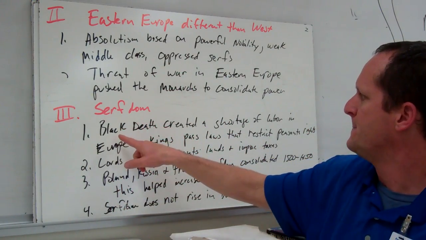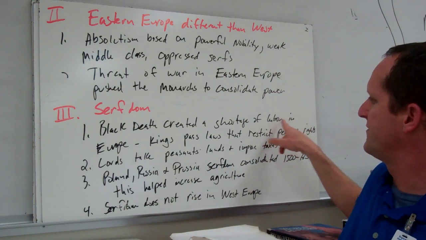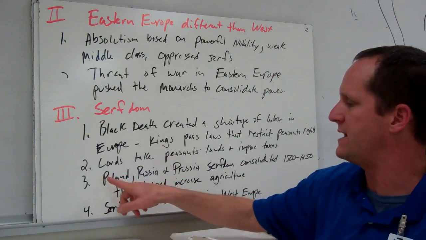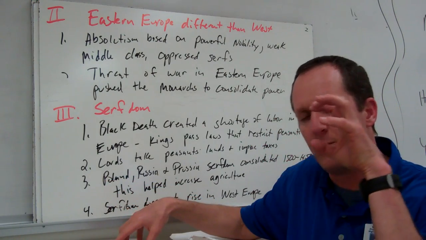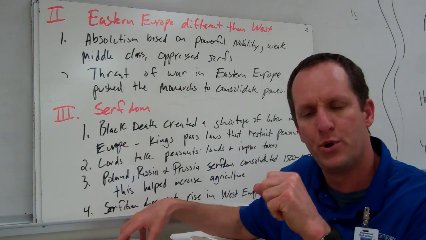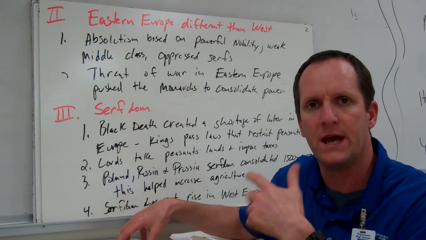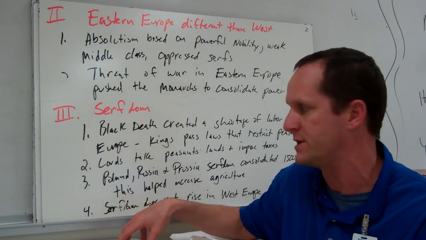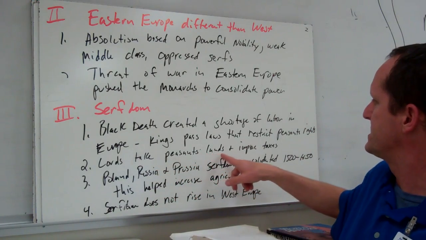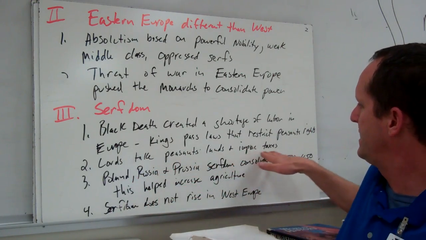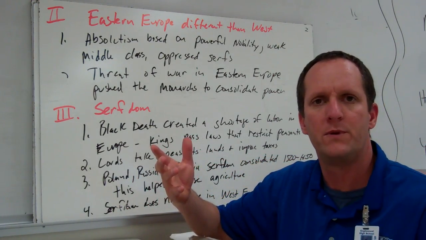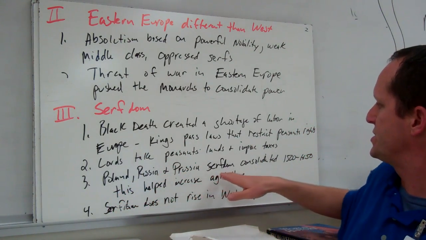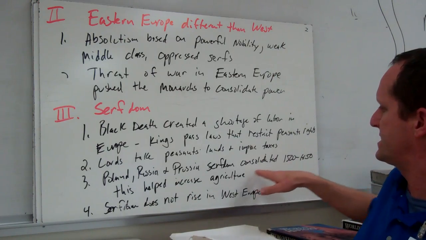Now, serfdom. The Black Death created a shortage of labor in Europe. Kings passed laws that restrict peasants' rights. So the peasants at this time were really starting to be pushed into remaining on the land and in this constant cycle of birth and death and being bound to the land. Lords take peasants' lands, impose taxes, and people would be so heavily burdened that they couldn't get out from under it. Poland, Russia, Prussia, serfdom consolidated 1500 to 1650.